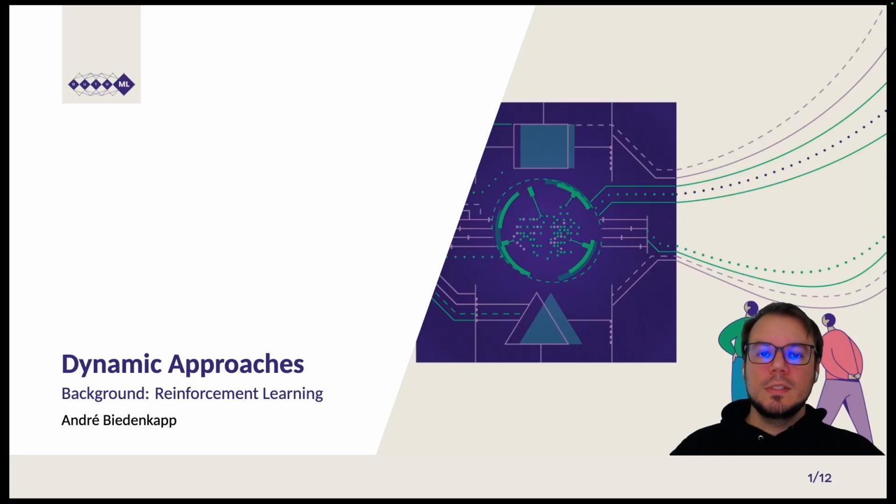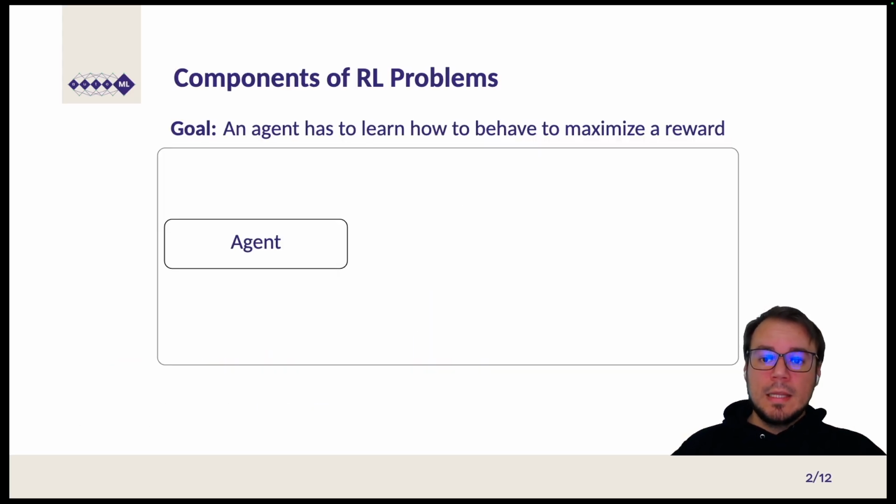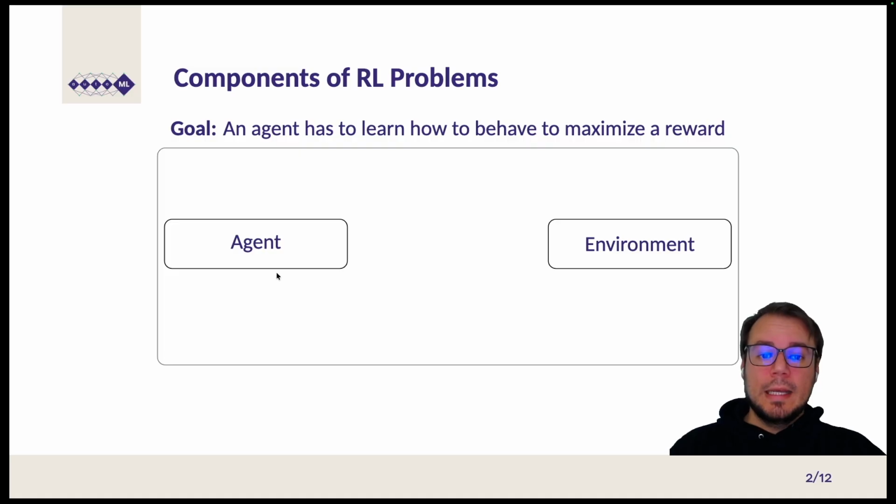Welcome back to the module on dynamic approaches for automated machine learning. In this unit, we're going to take a look at reinforcement learning as it's the required background for the remainder of this module. Now, the goal in reinforcement learning is that an agent learns how to behave in an environment by maximizing a reward.